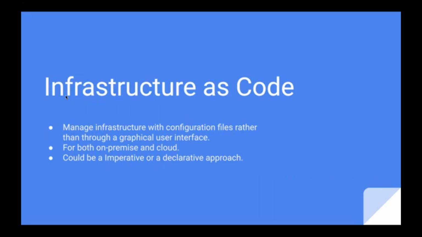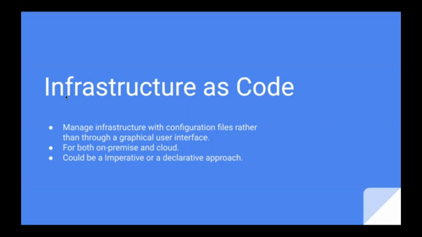Now, infrastructure as code can be used for both on-premise and cloud platforms. If you want to build or deploy any of your applications on your own premise infrastructure, you can use infrastructure as code tools as well, and also for cloud services like AWS, Azure, GCP, and all. Now, in infrastructure as code, we have two types of approaches.